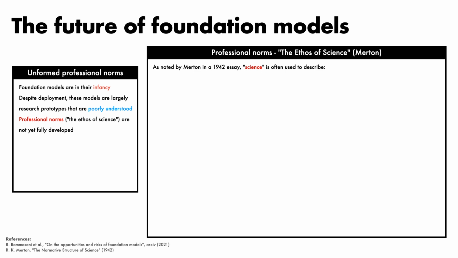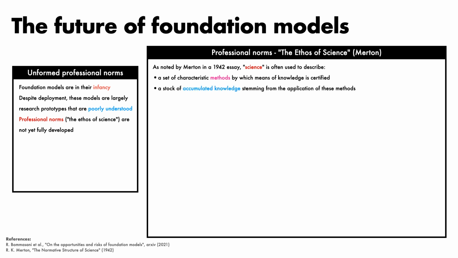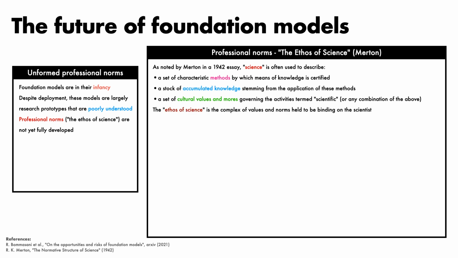As noted by Robert K. Merton in his classic 1942 essay, the term science is often used to describe a number of things. It can refer to a set of characteristic methods by which knowledge is certified, a stock of accumulated knowledge stemming from the application of these methods, a set of cultural values and mores governing the activities referred to as scientific, or any combination of the above. The ethos of science relates to the third of these points, and represents the values and norms held to be binding on the scientist. Four institutional imperatives are taken by Merton to comprise the ethos of modern science.